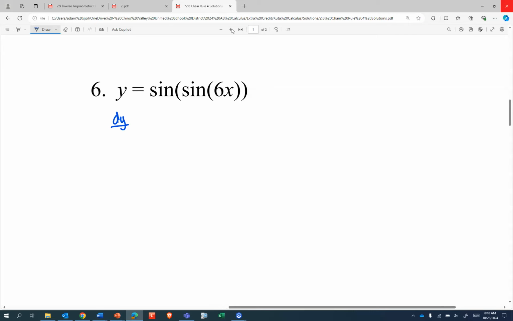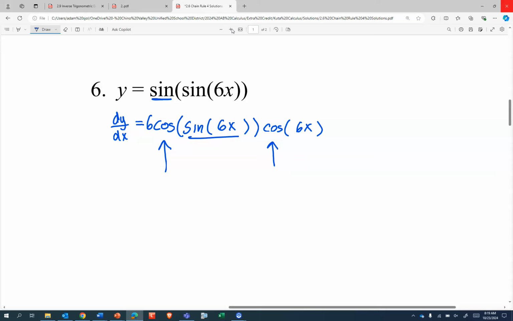The derivative of sine of something, and we're dealing with this outer sine first, is cosine of that same something. And that something is sine of something else, which has a rate of change of cosine of that something else, and that something else is 6x, which has a rate of change of 6. You can't combine anything because this first cosine has an input of sine, and the second cosine has a different input. So we can't write cosine squared or something like that.